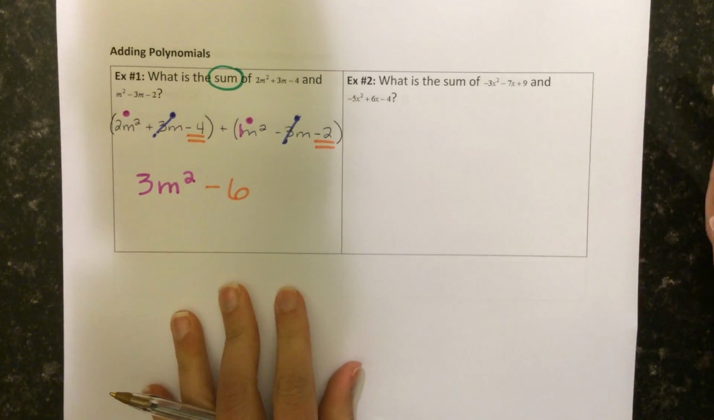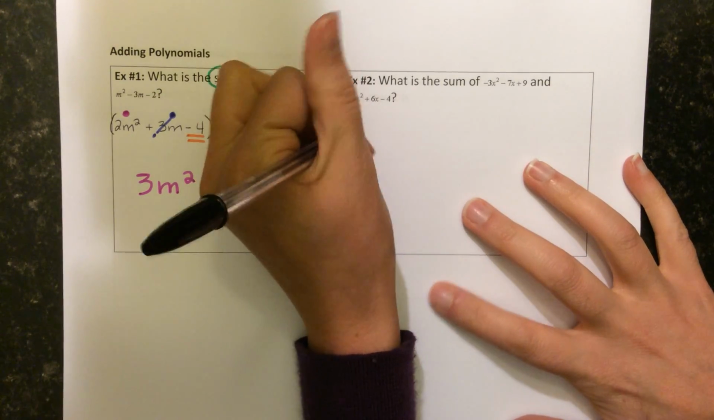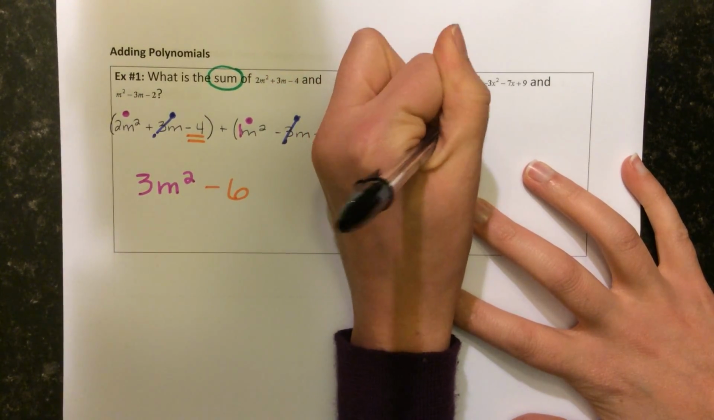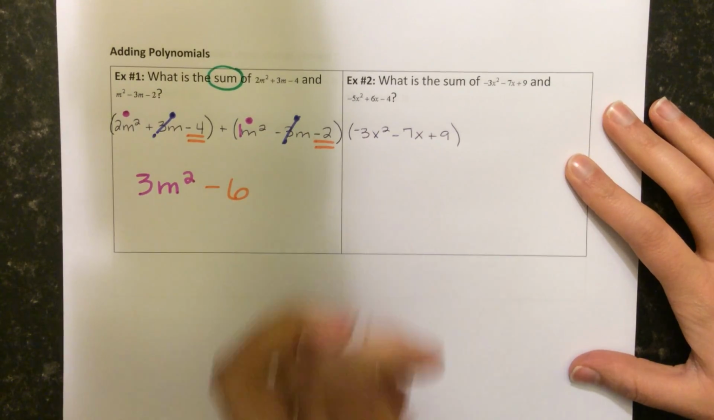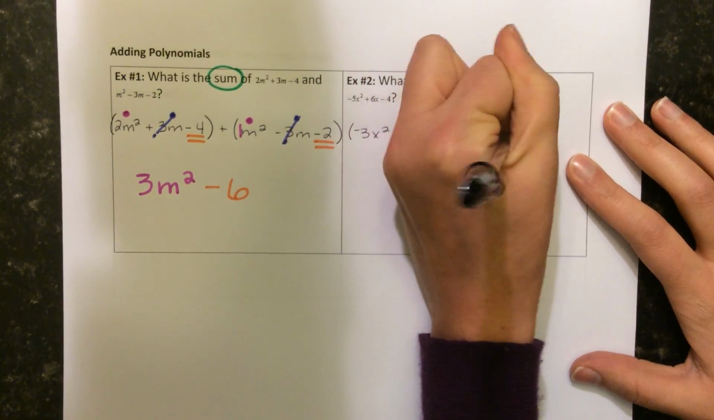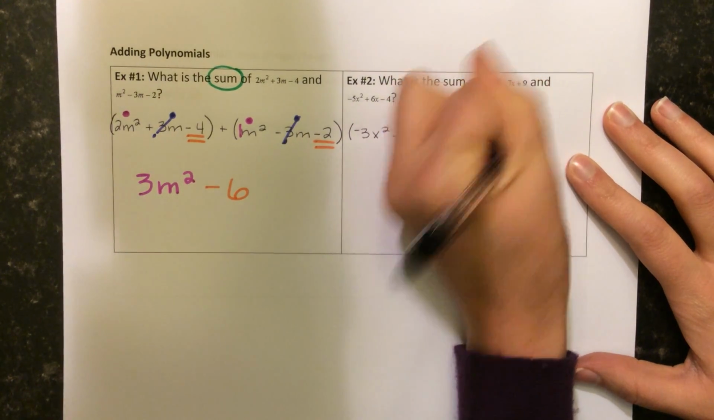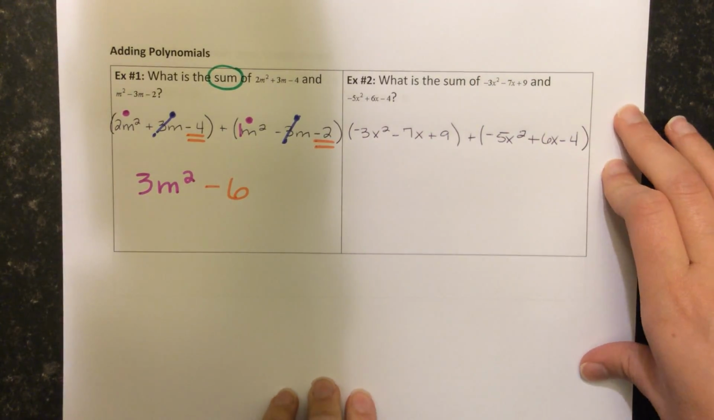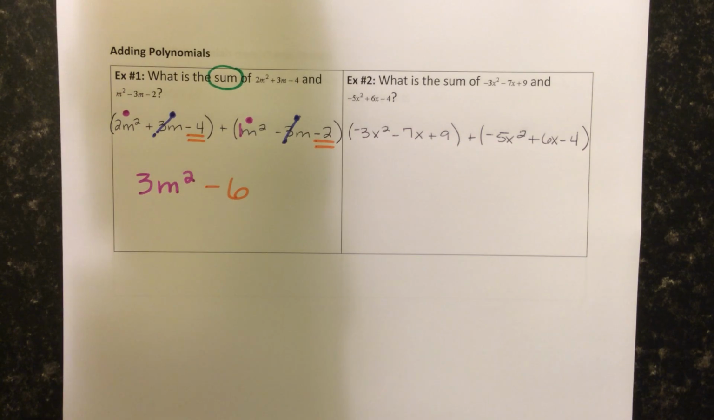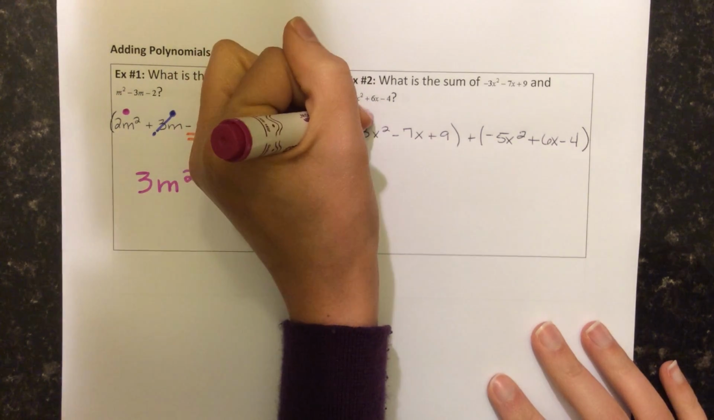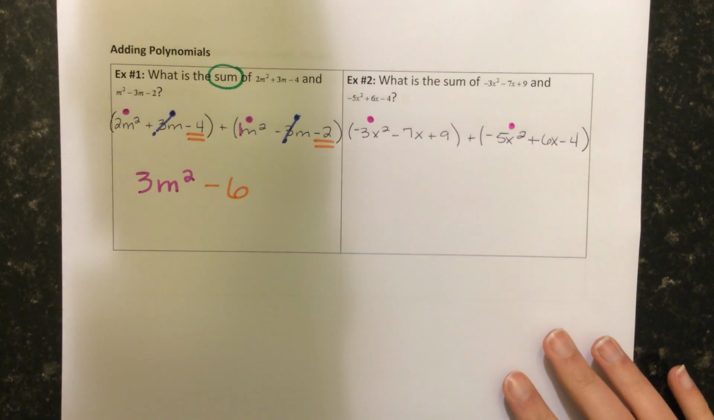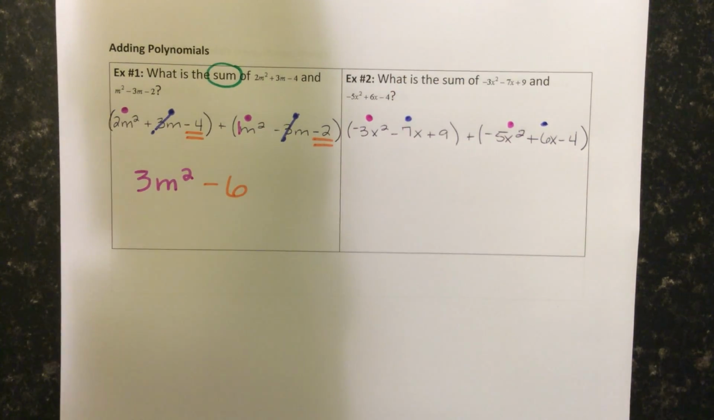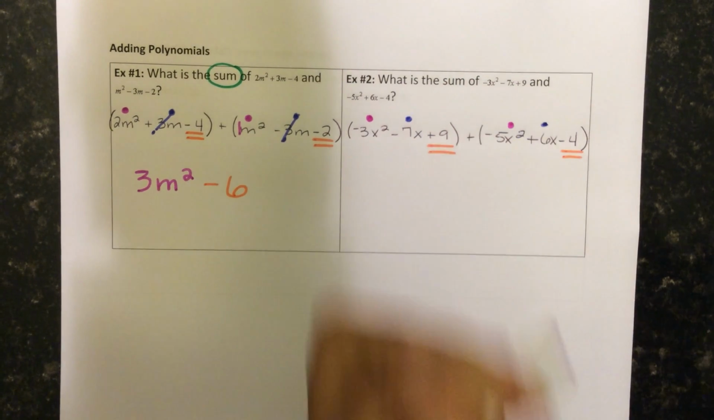Again, I'm just going to write these out right next to each other. Just easier to deal with this way so you can see what I'm doing. Sum means add, which is why I'm adding these. Here my variable that I see is x. I want to combine my x squareds. I want to add my x's. And I want to also add my constants.